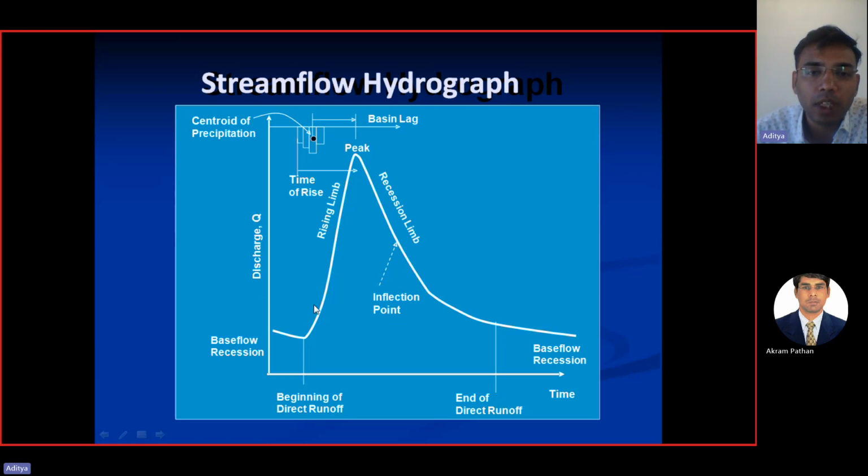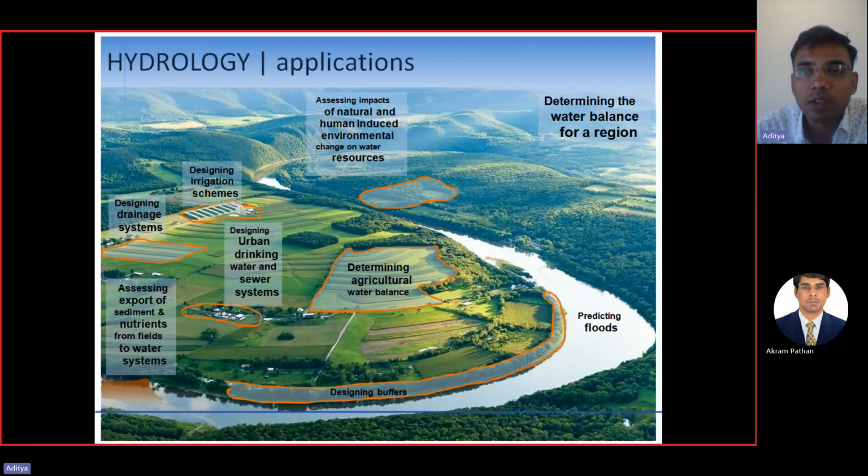So our aim is to calculate this hydrograph. It depends on your input data, that is precipitation, then water balance and losses in the form of evaporation, transpiration, and infiltration. Finally you will get this type of hydrograph, which is used for different applications of hydrology. You can determine the water balance of a region. You can select one area and find out the water balance depending on how much rainfall you are receiving in that area and how much water is lost from it.